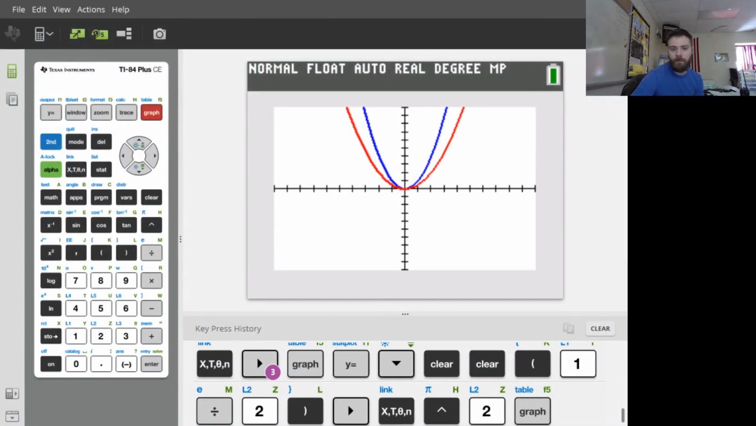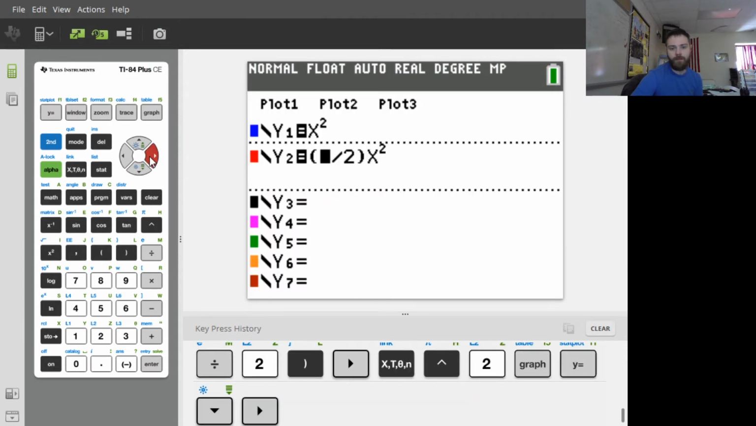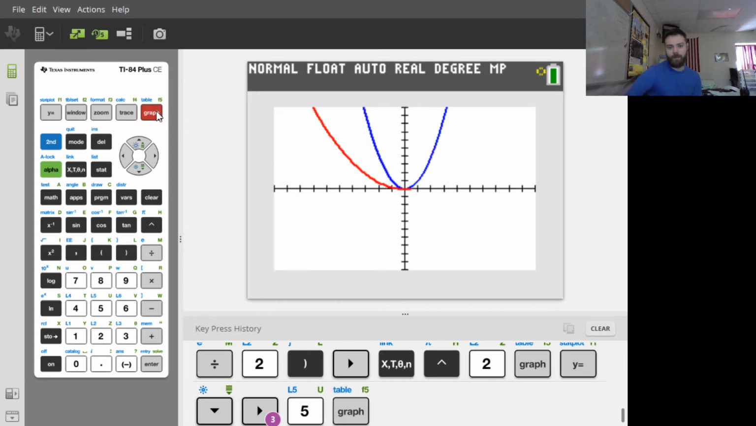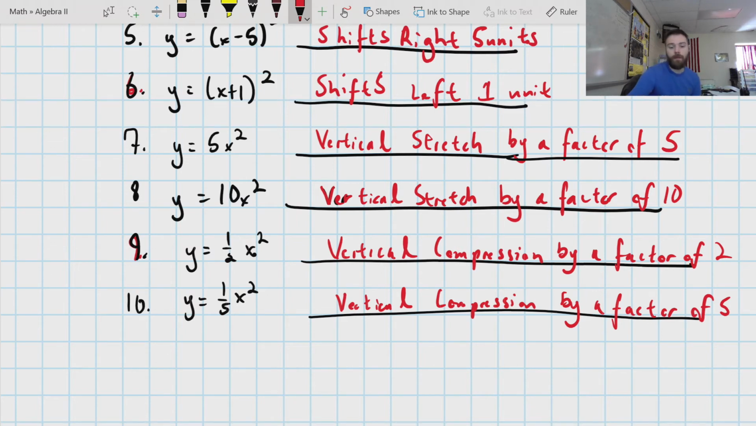And then we've got 1/5. So we'll just change that 2 to a 5, graph it, and what you'll see is that it gets smushed even more, okay? So that is a vertical compression by a factor of 5. That's what's going on here, okay?